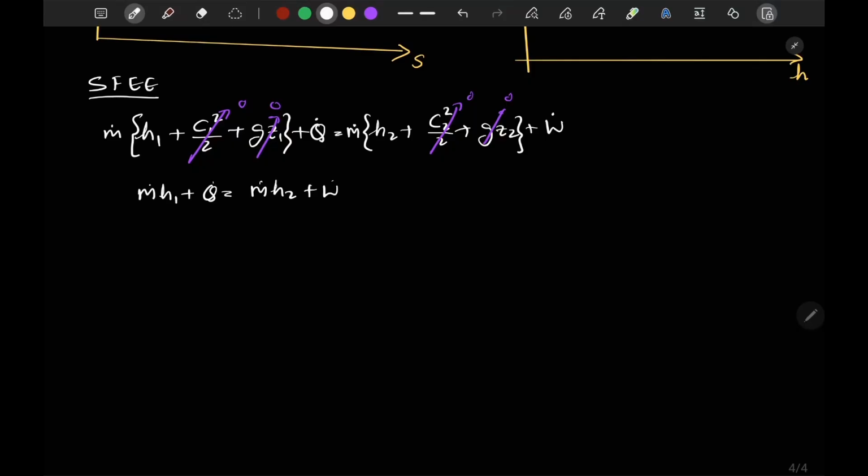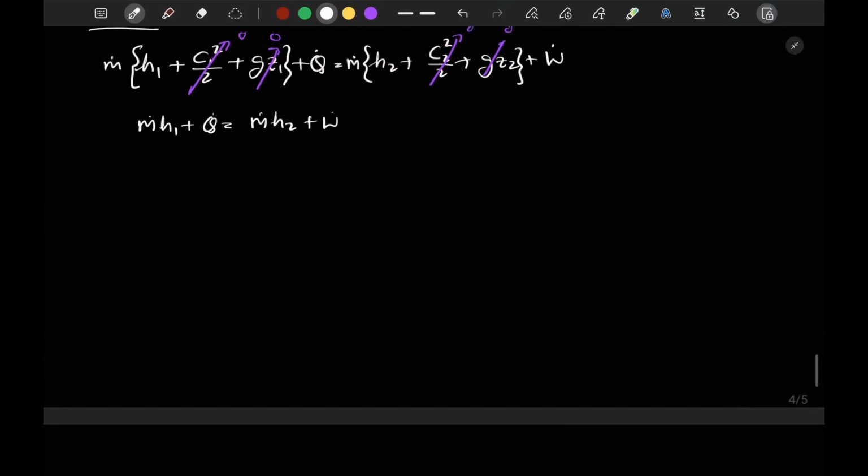Now, using this equation, we will find what the exact calculation should be for each of the components. We will start with our first component, let's say it is the evaporator. In the case of the evaporator, we know that our work done is equal to 0, so we can find Q dot is equal to m dot.